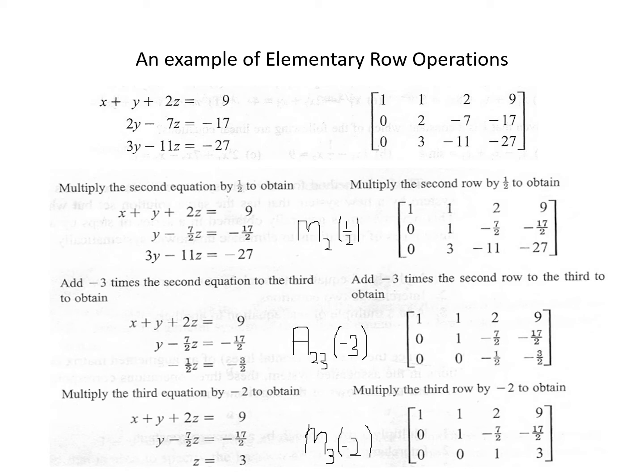So if you multiply row number 2 by minus 3 and add it to row number 3, we will obtain the row minus half z equals minus 3 upon 2, or in matrix form 0, 0, minus half, minus 3 upon 2. Finally, if you multiply row number 3 by minus 2, the minus half becomes 1 and minus 3 upon 2 becomes 3. So now finally we obtain this equation.